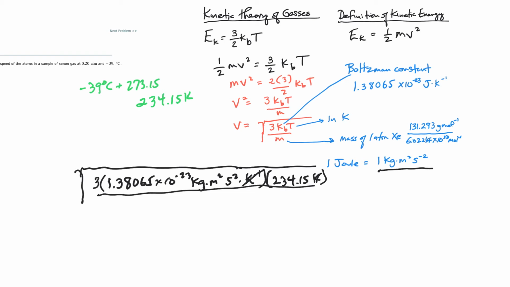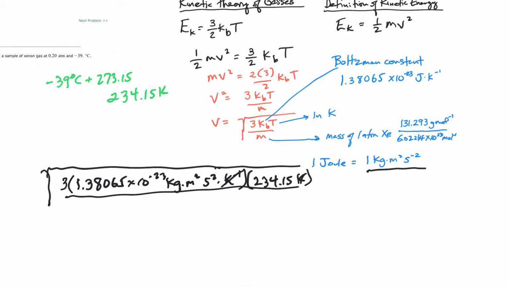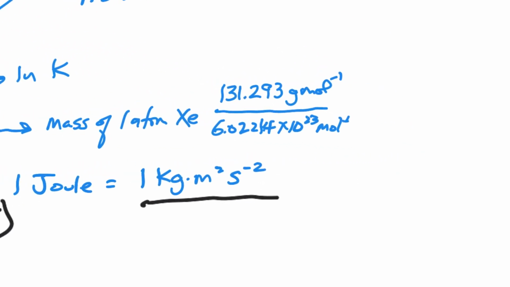On the bottom, I need the mass of xenon. So let's look over here just a minute. I've got the grams per mole, 131.293 over 6.022 times 10 to the 23rd. This is going to give you grams. I need kilograms to cancel with kilograms, so I need to change this into kilograms. I'm going to say 1,000 grams in 1 kilogram.